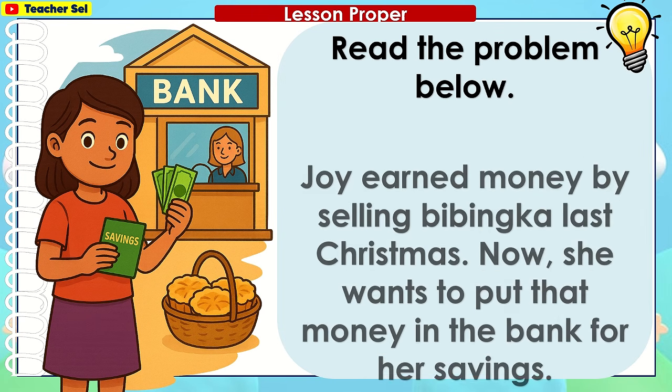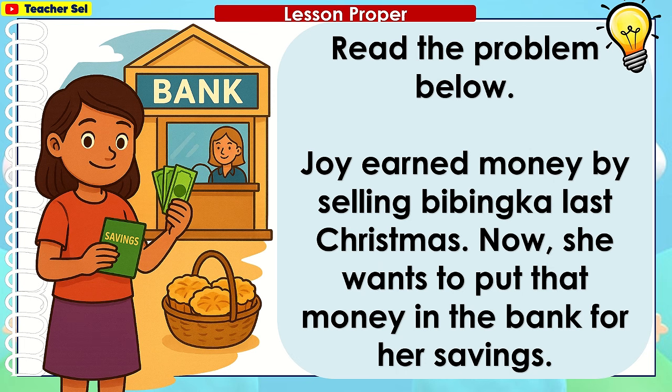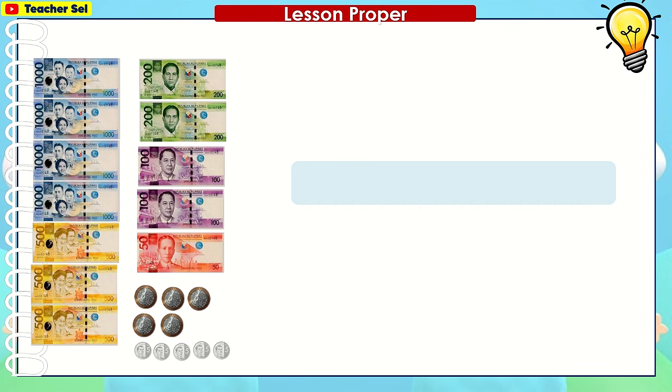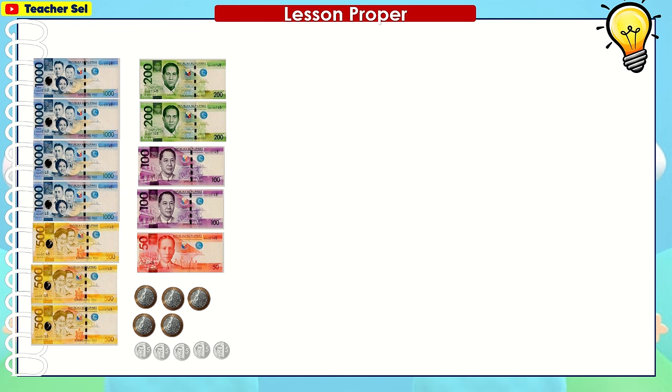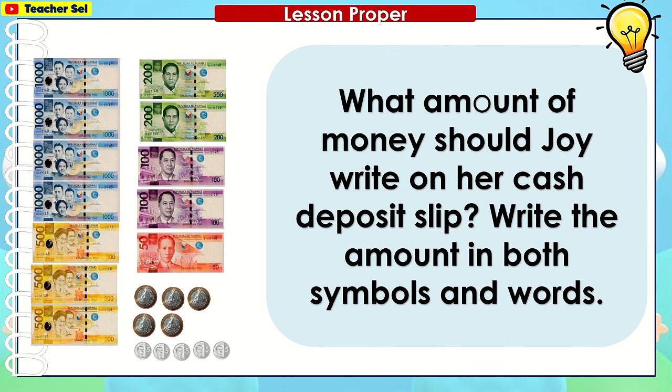Let's read the problem. Joy earned money by selling bibingka last Christmas. Now, she wants to put the money in the bank for her savings. Here is Joy's money. What amount of money should Joy write on her cash deposit slip? Write the amount in both symbols and words.